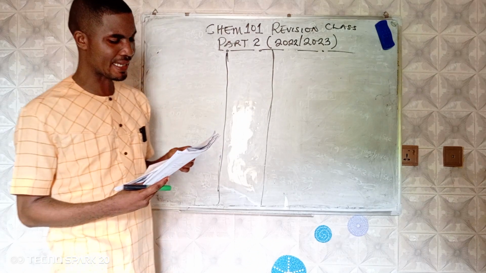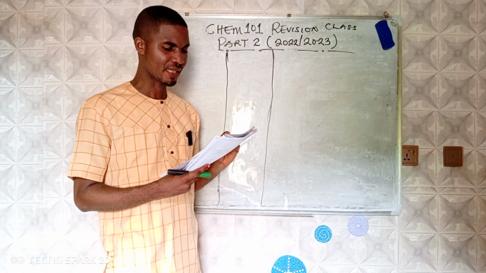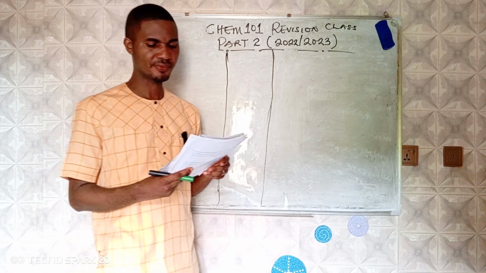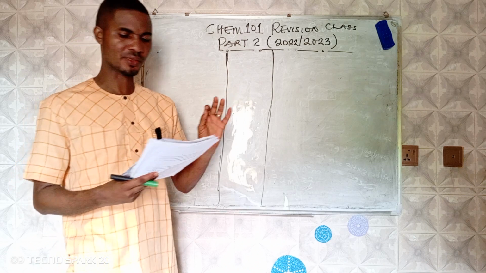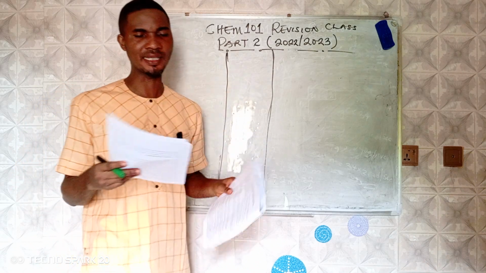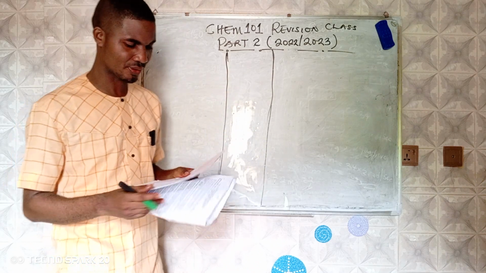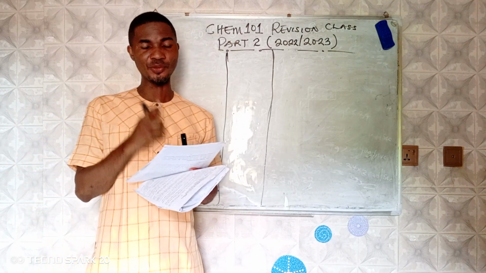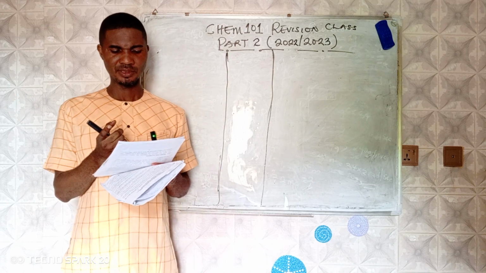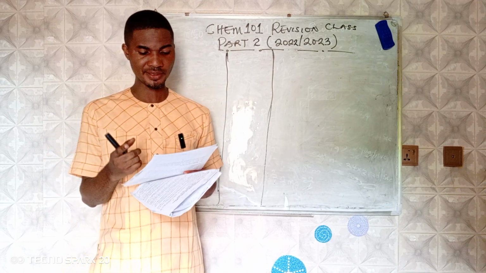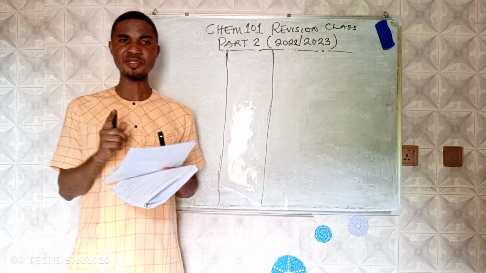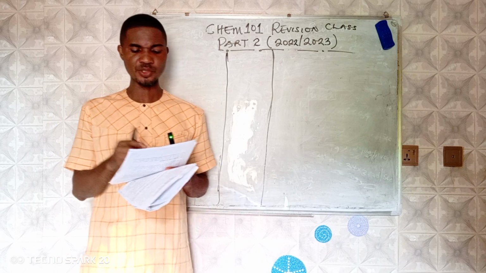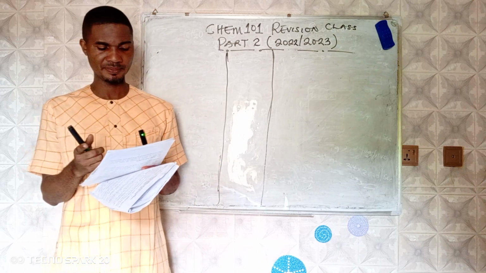Question number 1 says, electrons can be defined as fundamental subatomic particles which have, now they are trying to ask us about the mass of an electron. One thing you must understand is that electrons are also known as cathode rays. Electrons were discovered by J.J. Thomson using an evacuated cathode tube.